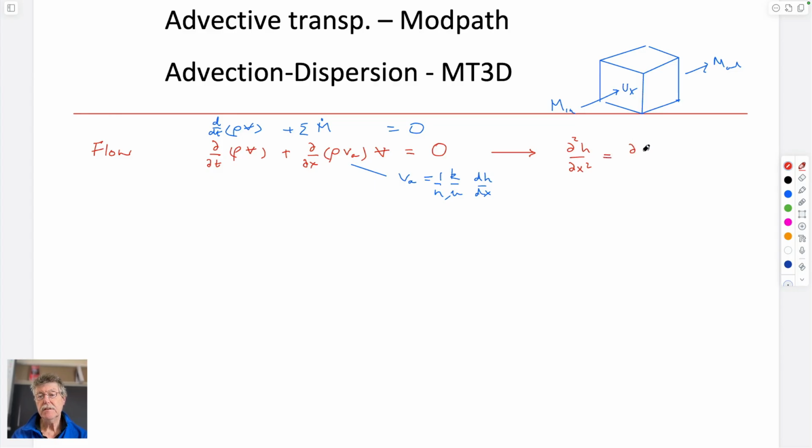I just write it as simply as I can, not with the other dimensions added. And so this is specific storage, this is hydraulic conductivity. This is Darcy velocity, by the way. And this is Darcy velocity. So, flow equation. Transport equation, I won't go through the same. Advection dispersion equation would be, we've seen it many times.